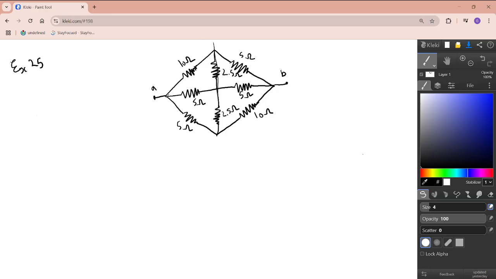If you consider a horizontal line going across, it's completely symmetric. It's 5, 10, 5, 10, 5, 5, 2.5, 2.5. And so you can reverse the polarity and the distribution of the currents would be the same. Like you can have a battery connected, just as a mental model.